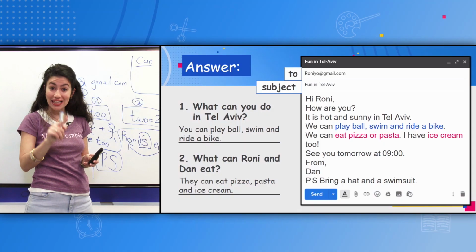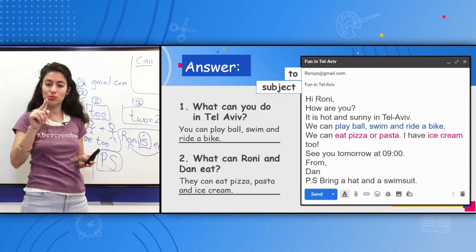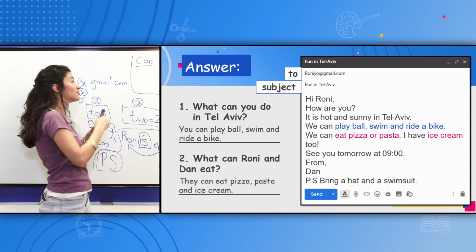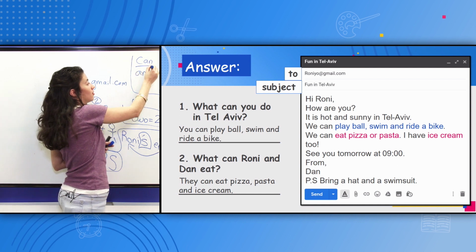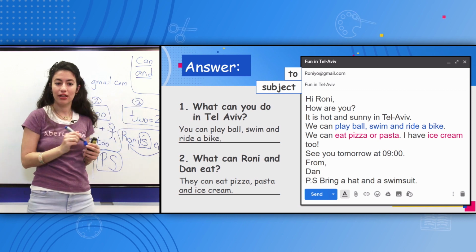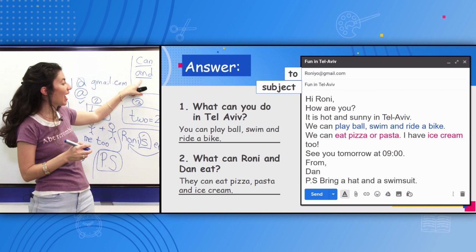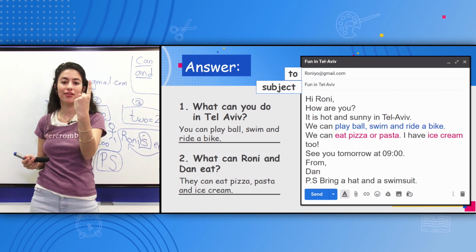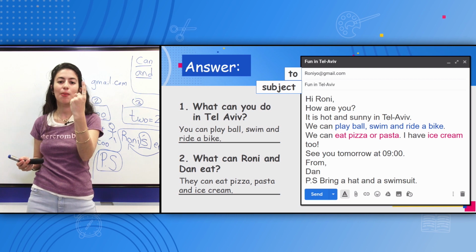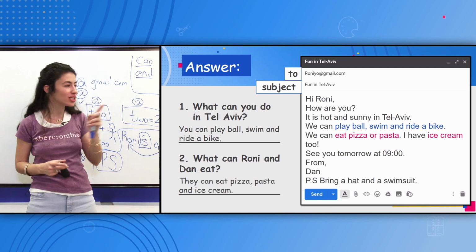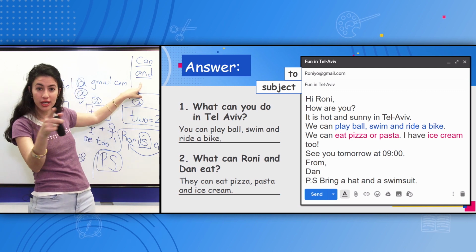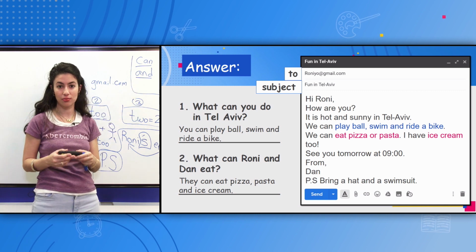We can play ball, swim, and ride a bike. So when you have the and, you know it's not one thing you can do. It's more. It's 2, 3, 4. Okay, so always look in the text for the and.